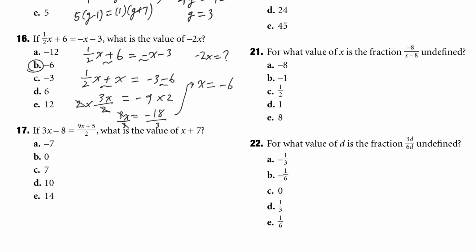If 3x minus 8 is equal to 9x plus 5 over 2. Oh, sorry. I think I made a mistake.